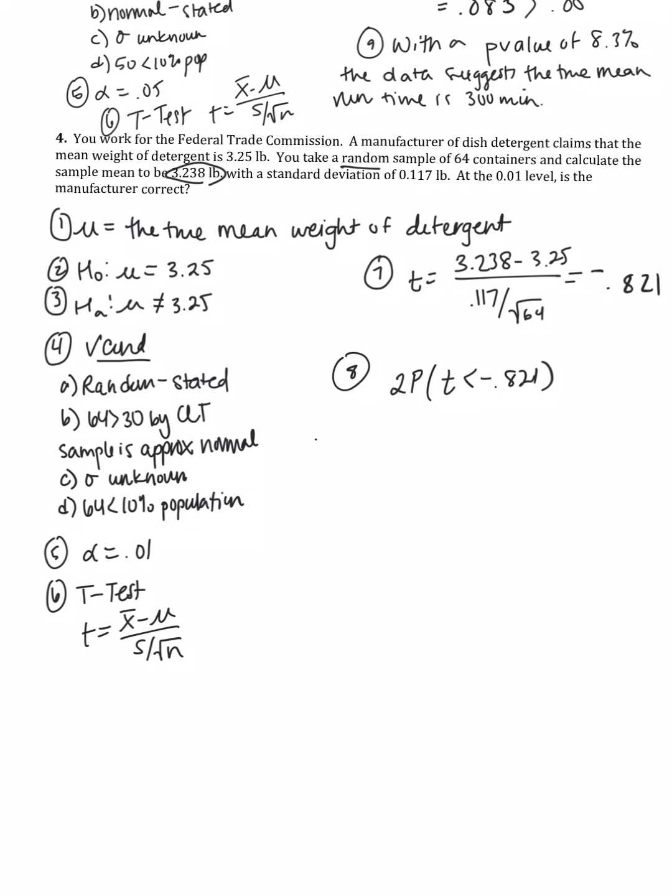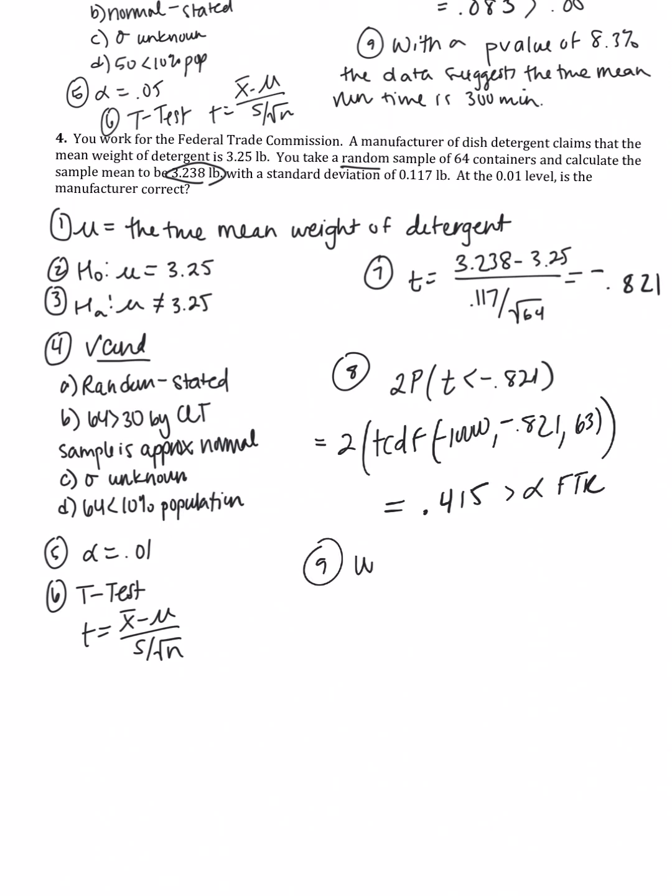All right, let's use tcdf. Lower bound, something large and negative. Upper bound, negative 0.821. Degrees of freedom are 63. And don't forget to multiply by 2. It's a pretty high p-value of 0.415. And this is bigger than alpha for sure. So we're failing to reject the null.